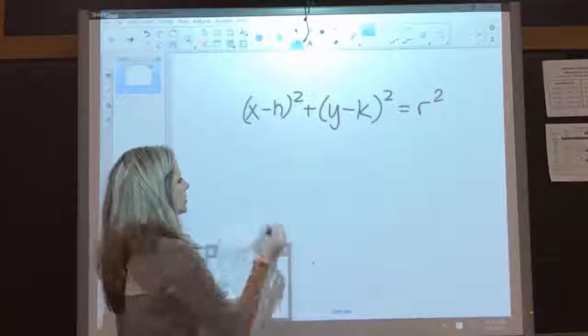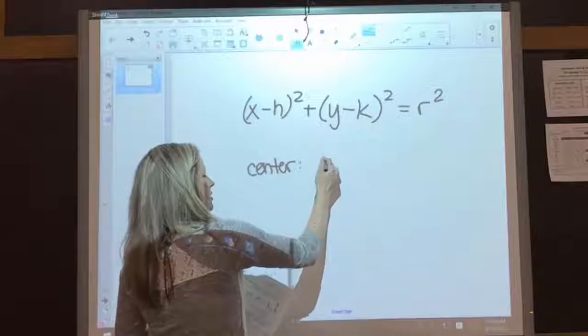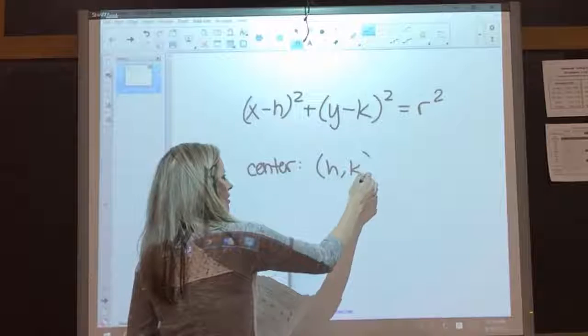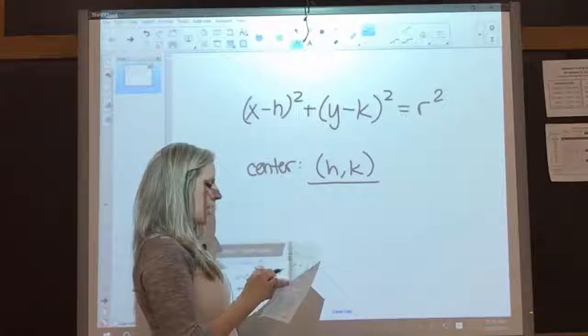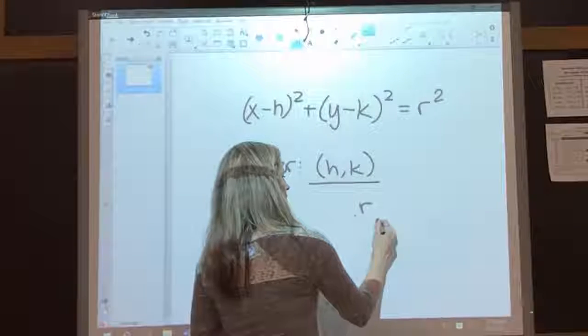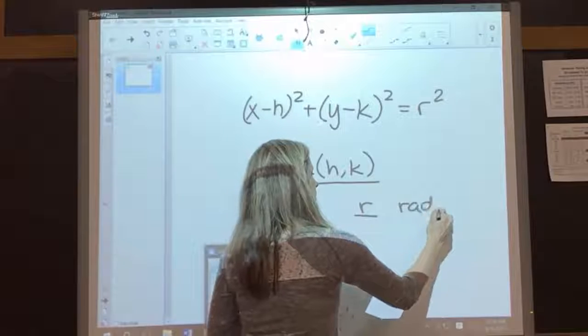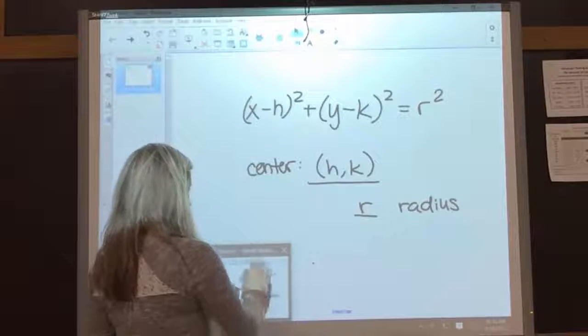So your center is going to be h, k. That goes in the blank underneath that box, where h, k is the center and r is the radius. So go ahead and fill in those blanks. Like I said, we talked about it yesterday.